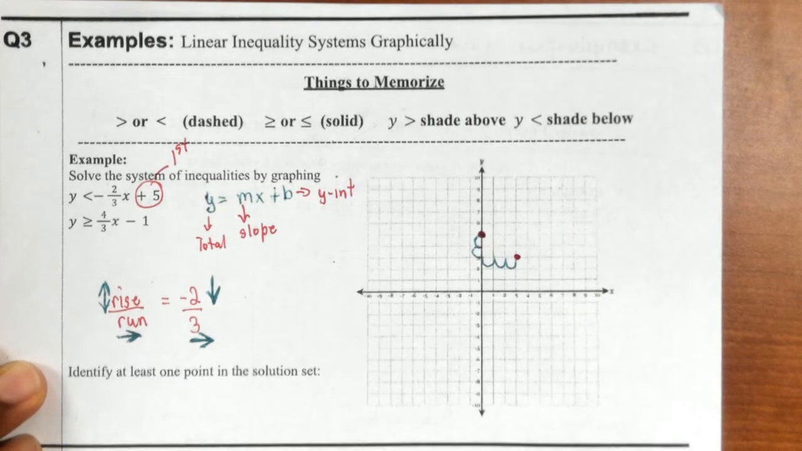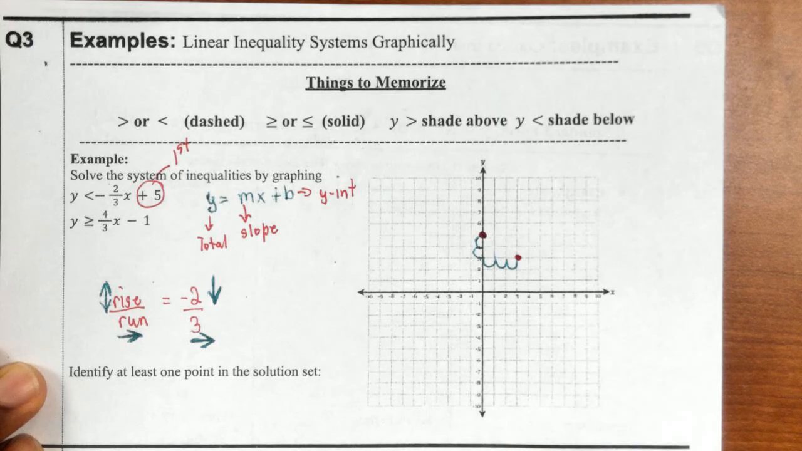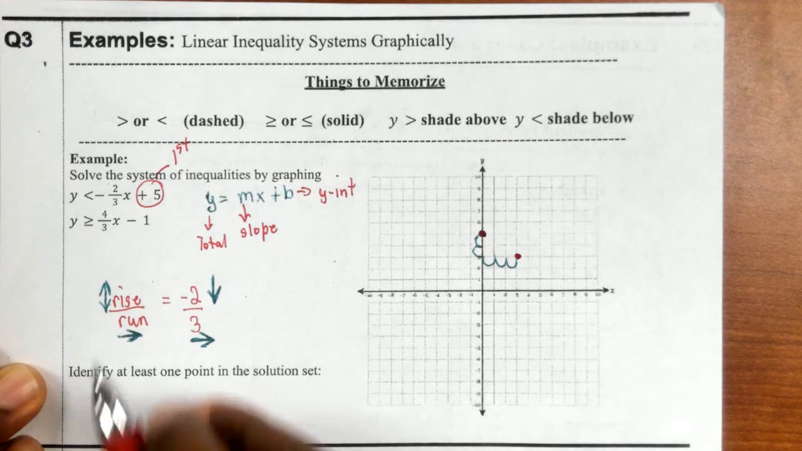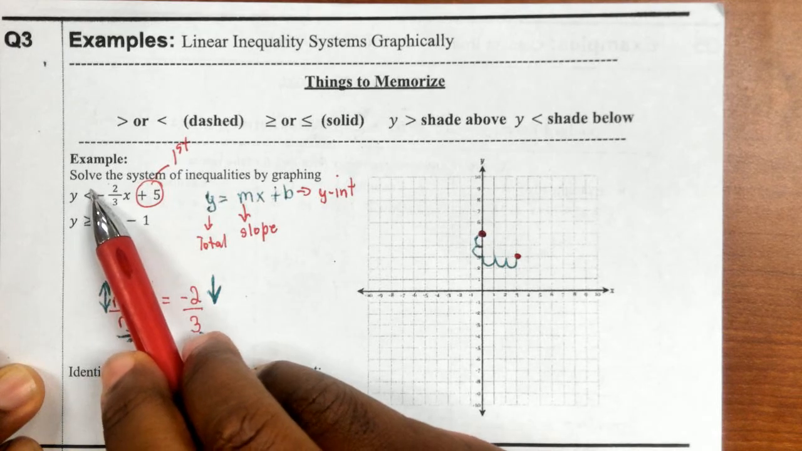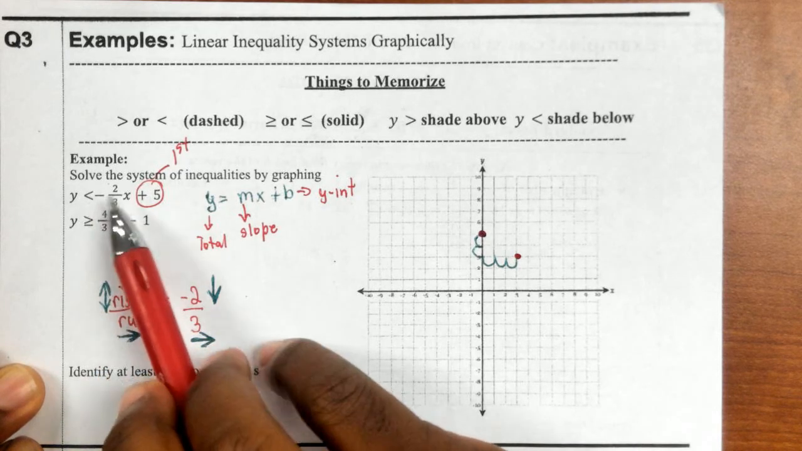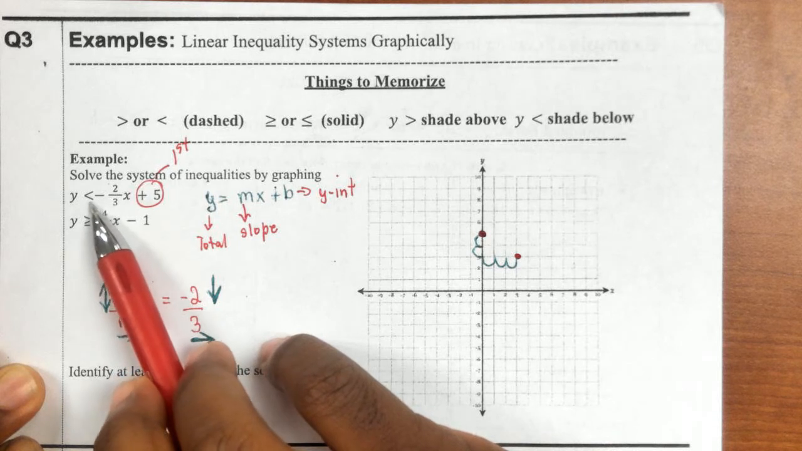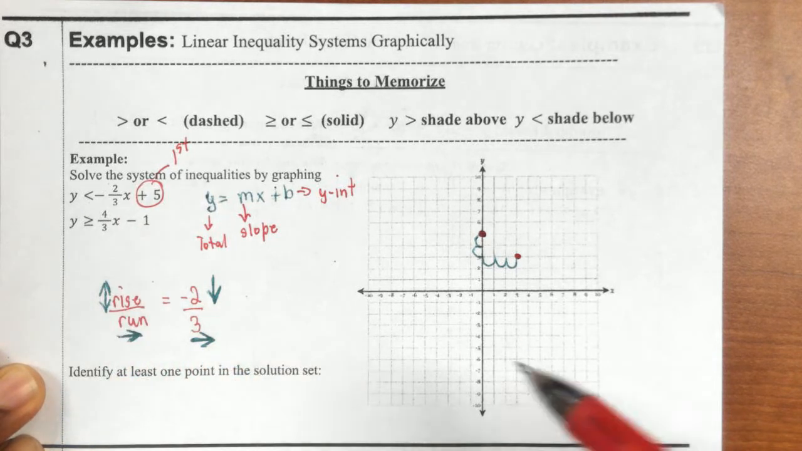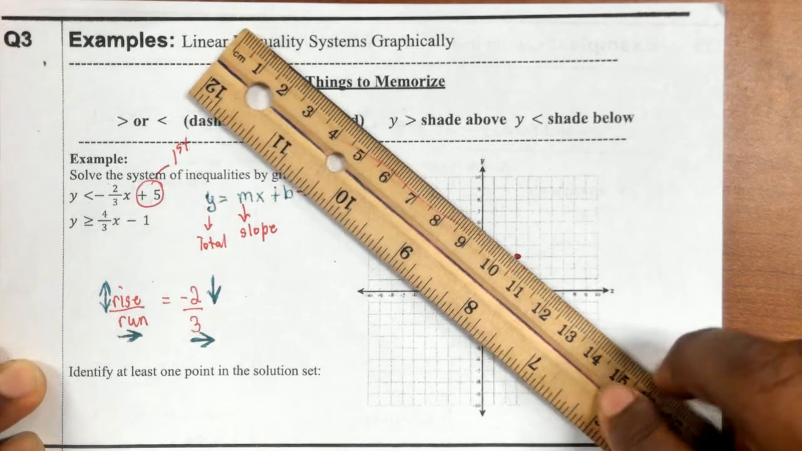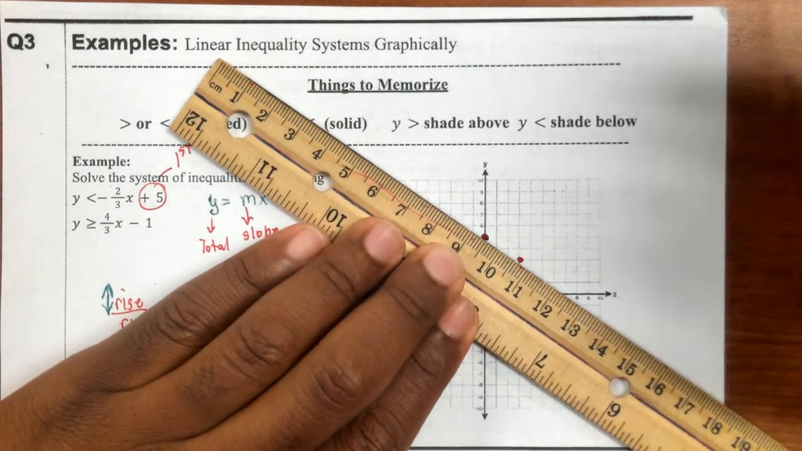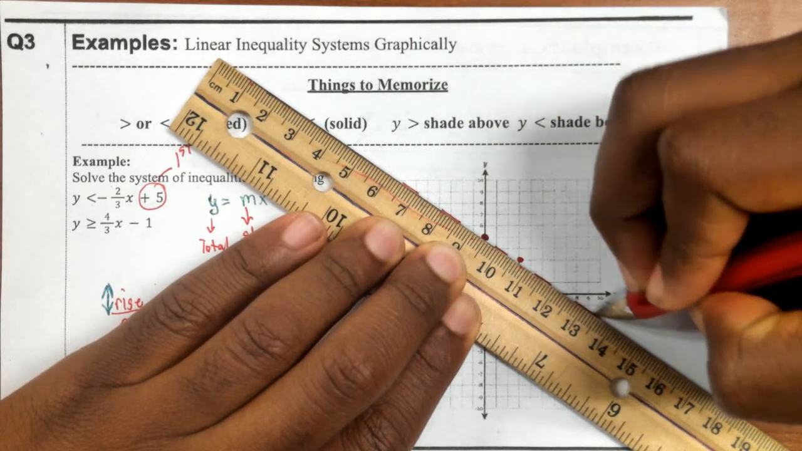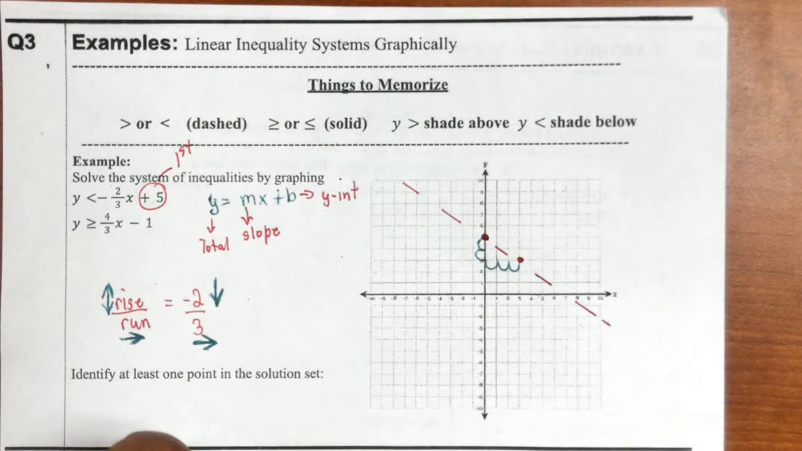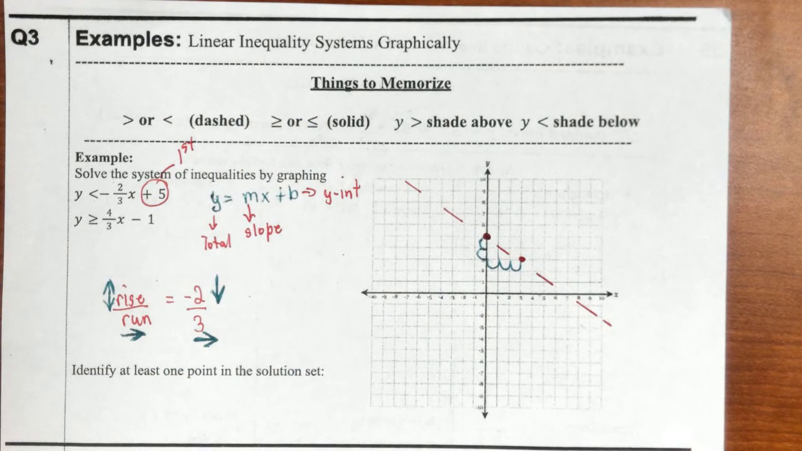Now I ask myself, what type of line am I going to have? Here I see a less than sign. I don't see a less than or equal to. I know it's a less than sign because it looks like an L. Because there's no line underneath, it is not equal to. That means I'm going to have a dotted or dashed line, because there are points on that line that are not equal to my solution.